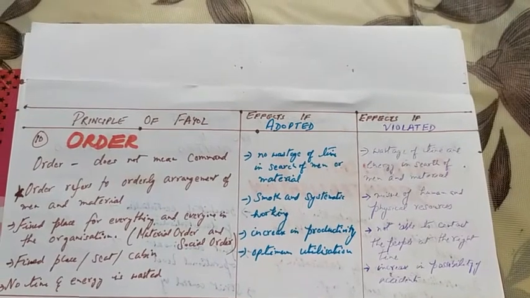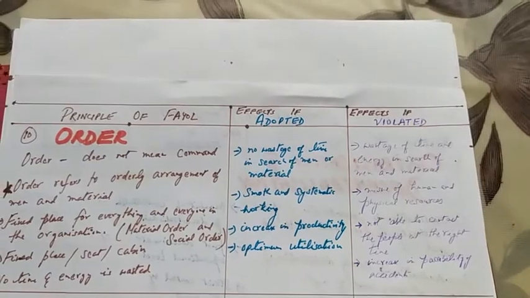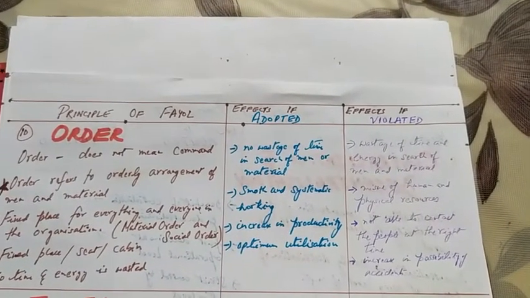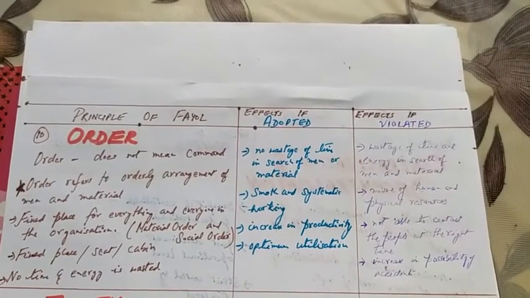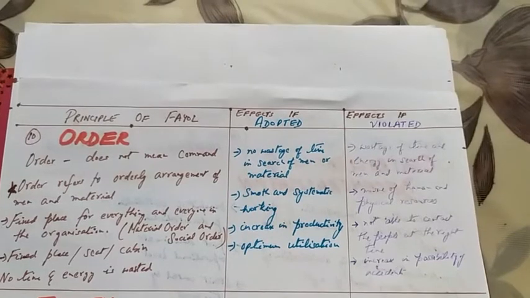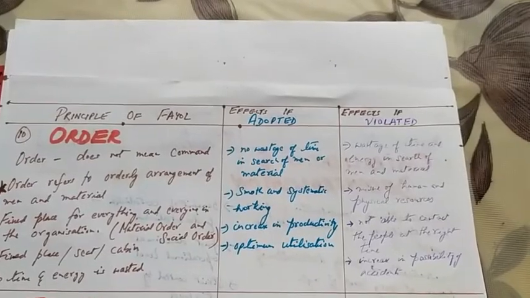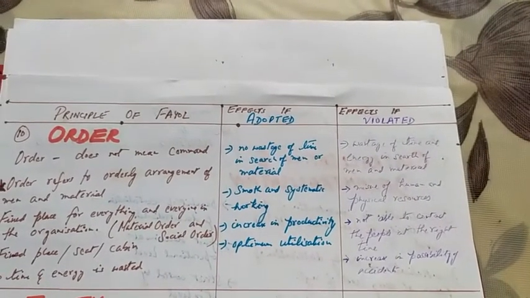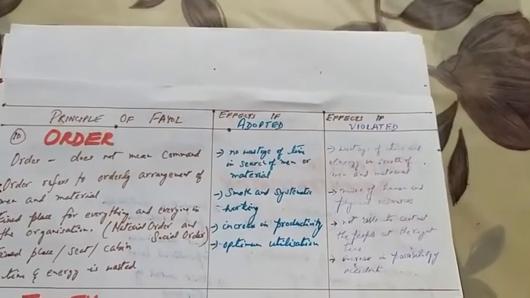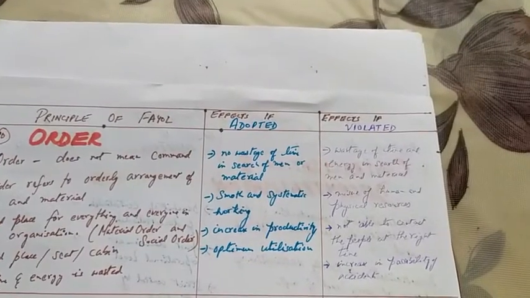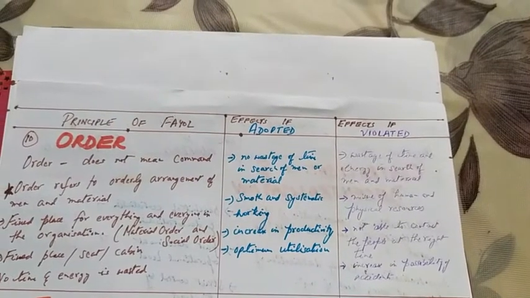So there should be a fixed place or a fixed seat for a person, like a peon or an office staff, where he has to be seated, where we can find him, if order is followed in the management. Then if somebody wants to meet the managing director, he will have his own room or his own cabin. So that cabin will designate his position and his location in the building of the management.